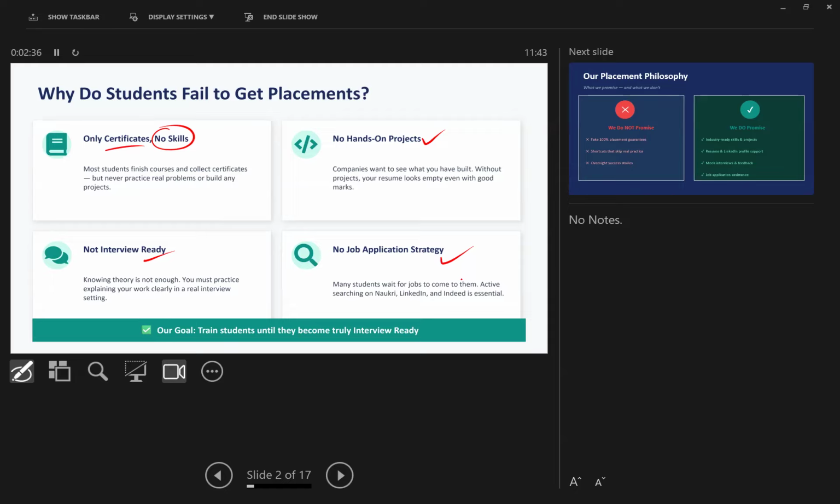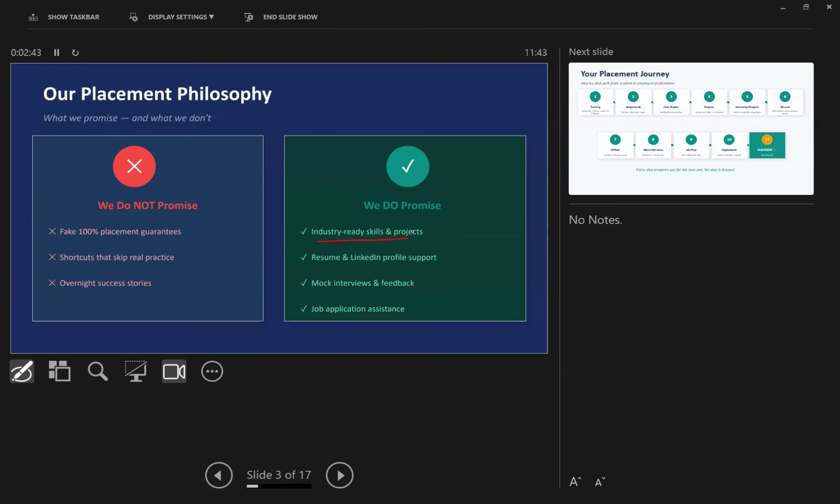Okay, now let us focus on our placement philosophy. It's very straightforward, guys. We are going to focus on the industry-relevant skill set. As I'm already working, whatever we will be needing in every type of skill set on the application side, we are going to show you all of them.